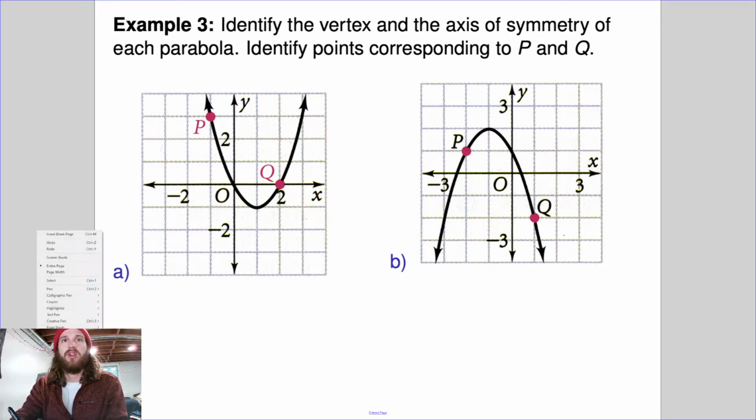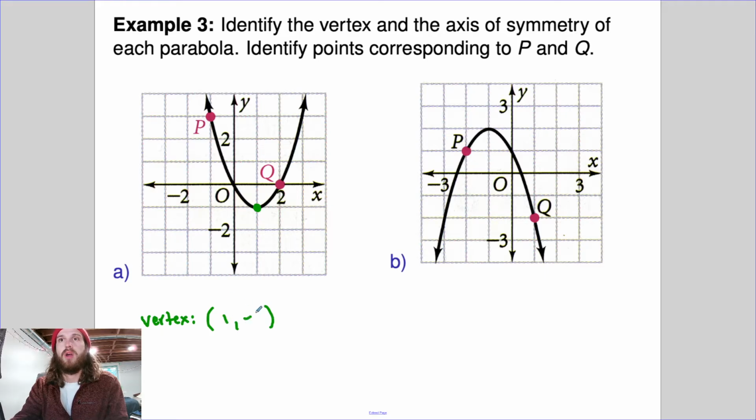Okay, so I'll go through in green. We're going to identify the vertex in green, or I'll do it for the first one. You can try it for the second one. So my vertex, this is how I'd like you to show your answer. My vertex, colon, is a point. It is the point (1, -1).